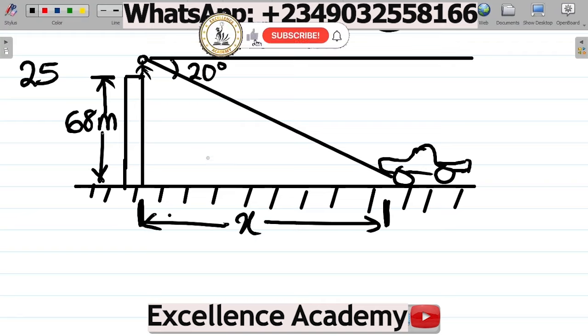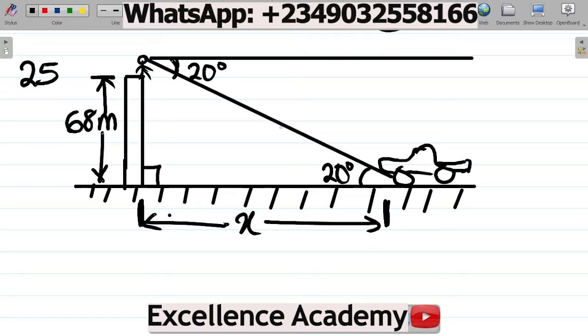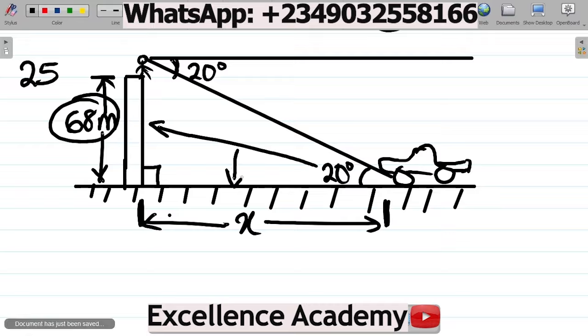First, you want to notice that this angle here, 20 degrees, is equal to this angle here, 20 degrees. They are alternate angles. With this, you can also see that we have a right-angled triangle here. Considering 20 degrees here, this value, 68 meters, is the opposite of the angle, while x, which we're asked to find, is the adjacent. So when you have opposite and adjacent, we use tan.